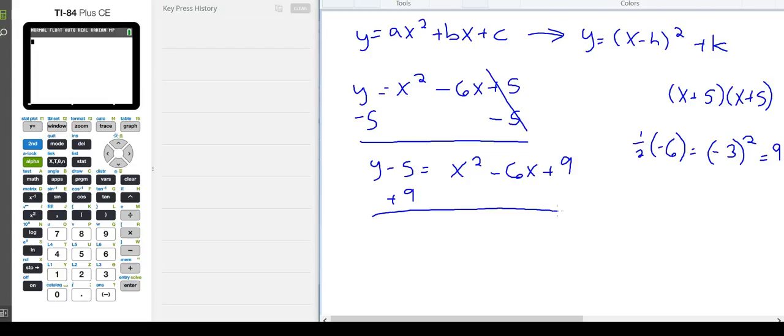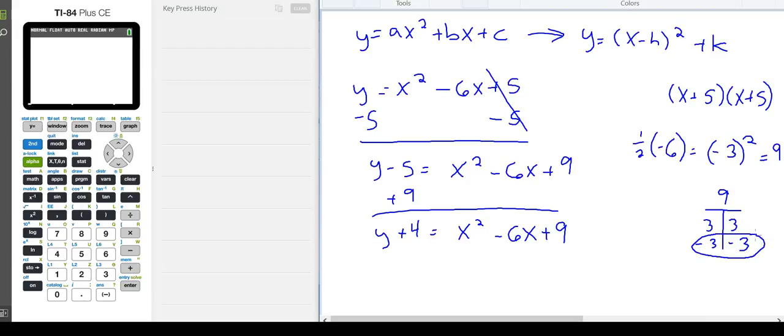So on the left-hand side we have y. Negative 5 plus 9 is positive 4, is equal to x squared minus 6x plus 9. Now we're going to factor the right-hand side. We just made it into a perfect square polynomial. We need to find factors of positive 9 that add up to negative 6, and we know that they're going to be two of the same factors. Factors of 9 that are the same thing are either 3 and 3 or negative 3 and negative 3. Since we want the factors that will add up to negative 6, we're going to choose negative 3 and negative 3. So let's rewrite the equation.